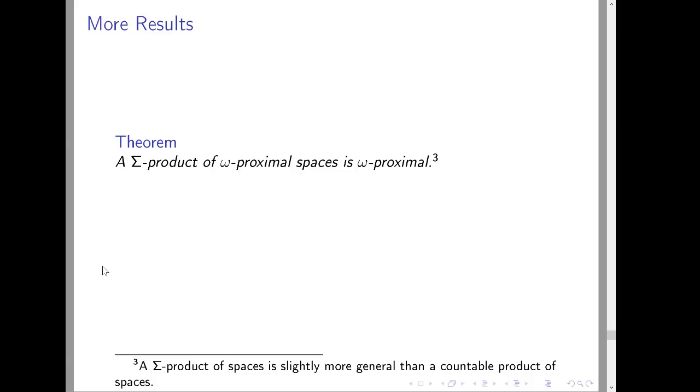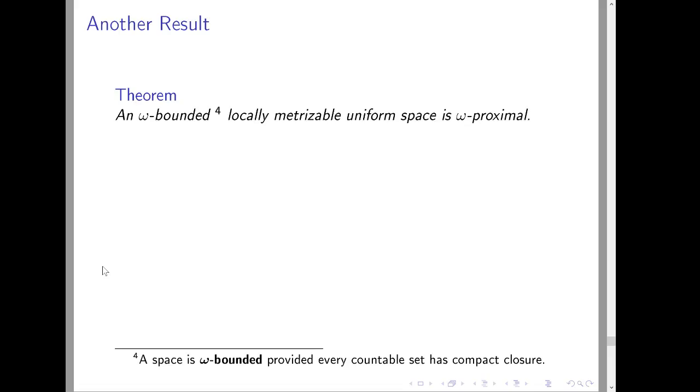Okay, so just really quickly, one other thing I can show is this. A sigma product of omega proximal spaces is omega proximal, where a sigma product is just a little bit more general than a countable product of spaces. So this means that a sigma product of omega proximal spaces is pseudonormal. And one more little thing: something is omega bounded if every countable set has compact closure. So a locally metrizable uniform space that's omega bounded is omega proximal.